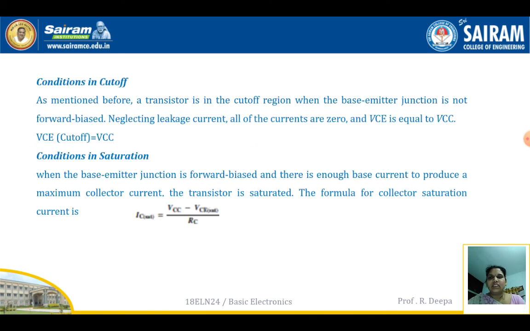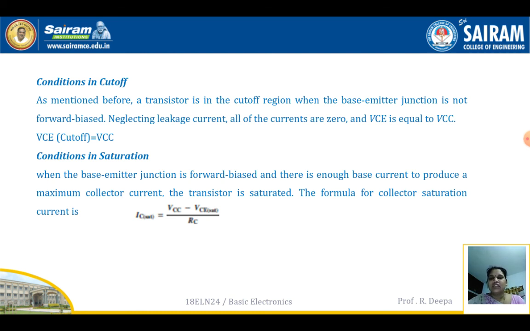So what are the conditions for the cutoff? In cutoff region, the transistor is going to be acting as an open switch, whereas the base emitter junction should not be forward biased. And as it is operating in the cutoff region, all the currents are going to be ideally 0, and the voltage drop across the collector emitter terminal will be equal to VCC. Hence VCE is equal to VCC.